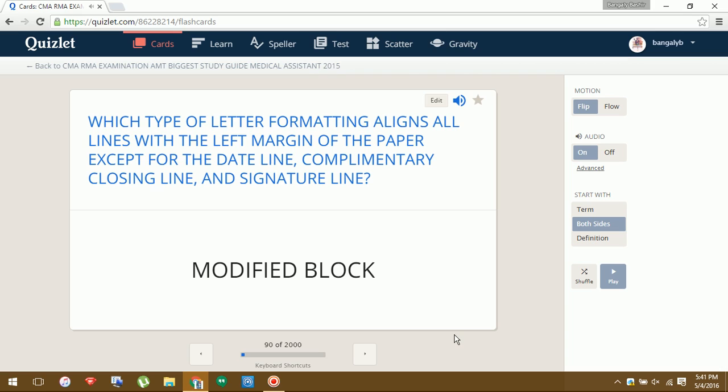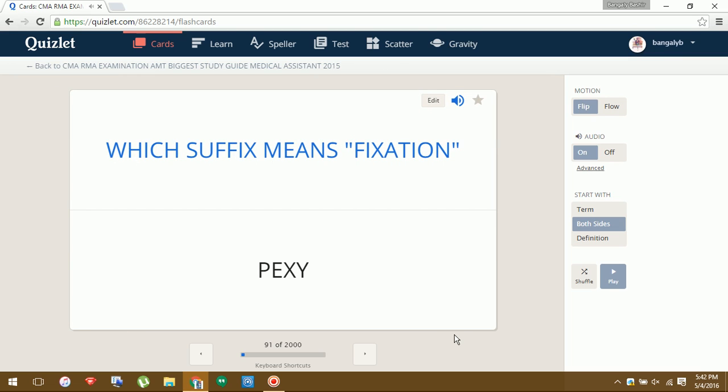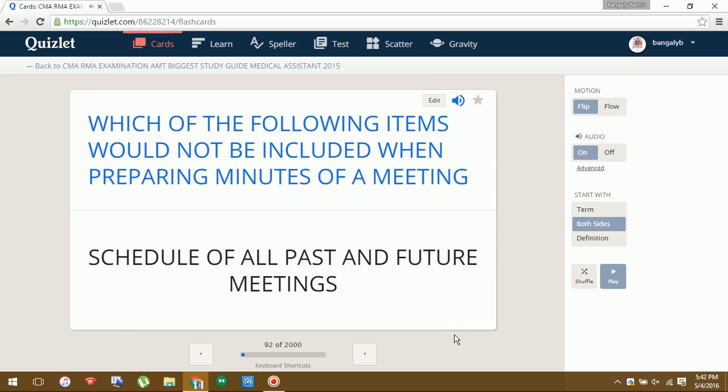Which type of letter formatting aligns all lines with the left margin of the paper except for the date line, complementary closing line, and signature line? Modified block. Which suffix means fixation? Pexy. Which of the following items would not be included when preparing minutes of a meeting? Schedule of all past and future meetings.